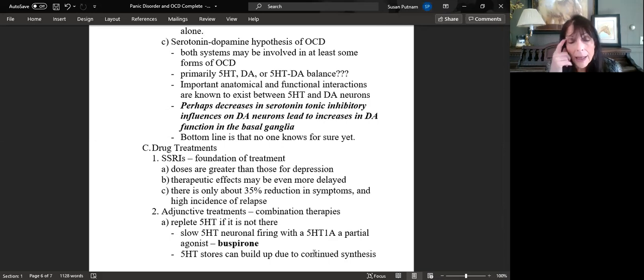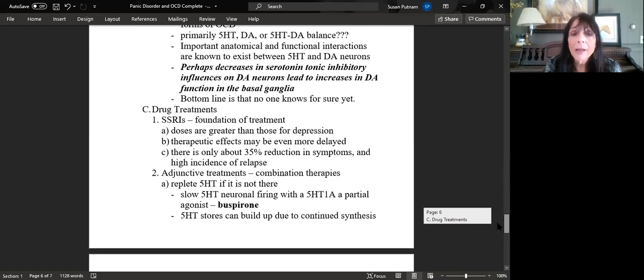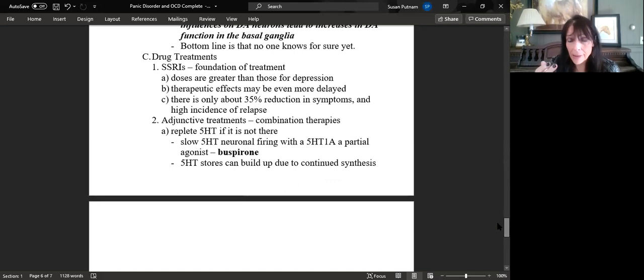And another thing, if you just give SSRIs as the treatment, there's only about a 35% reduction in symptoms, and there is a high incidence of relapse. So there we go. Let's talk about adjunctive therapies. So let's say we're using SSRIs as the foundation. What can we do?